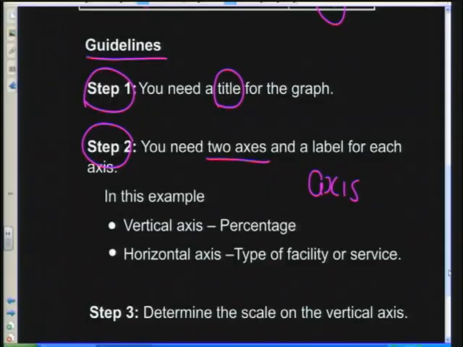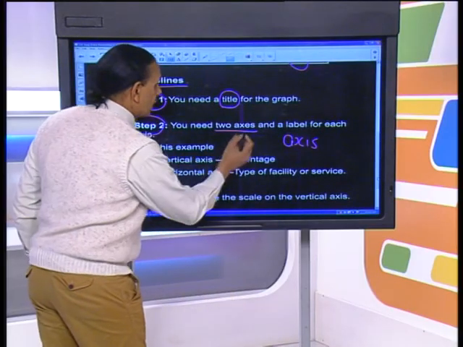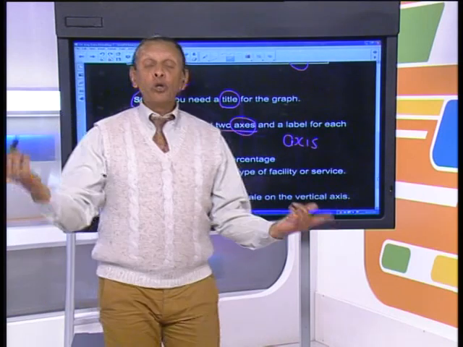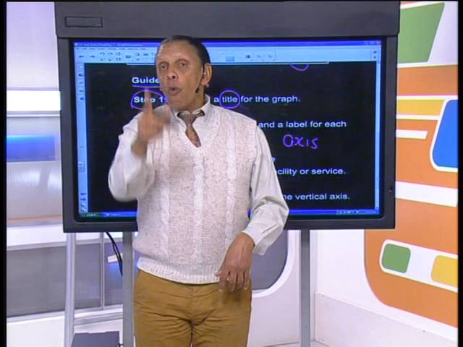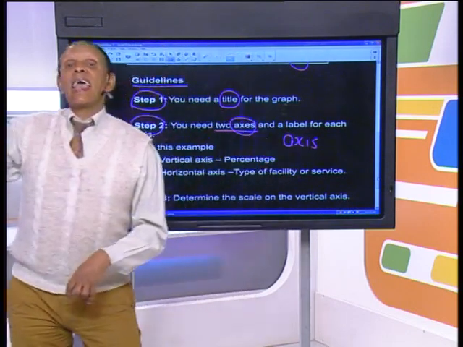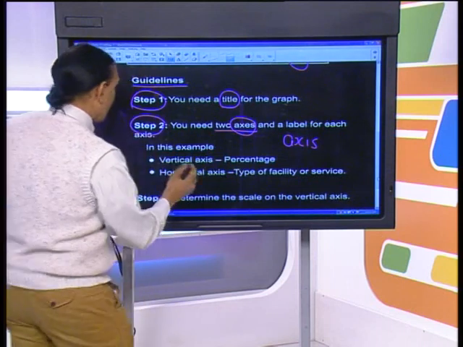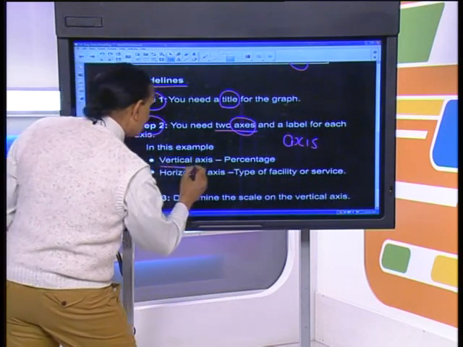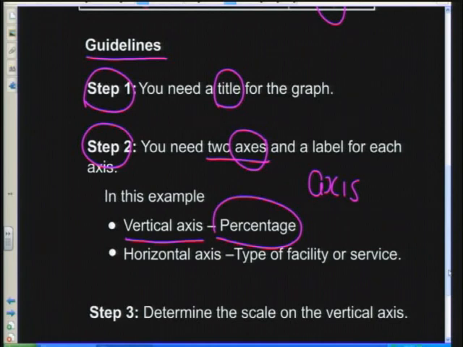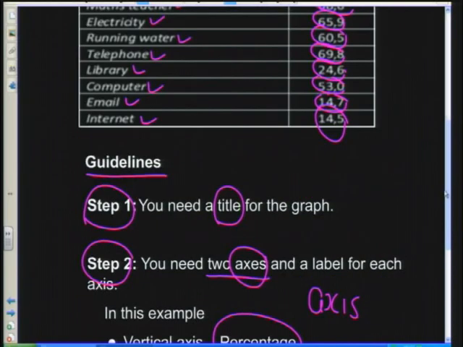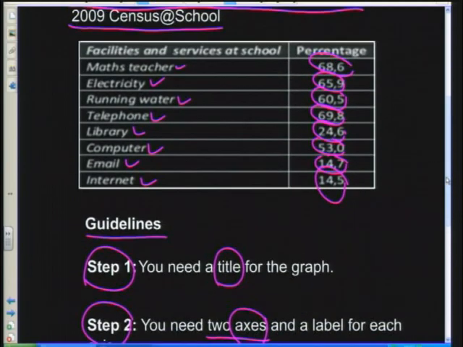Axis is spelled like that with an I for one X. But with two, you spell it axes, meaning the plural form, more than one. So you need a Y axis and an X axis, same like graphs. In this example, the vertical axis will be the percentages, and the horizontal axis will be the type of service. If I can just take you back quickly, then you will see: facilities and percentages. Is it clear, guys? So that is what we're dealing with here.